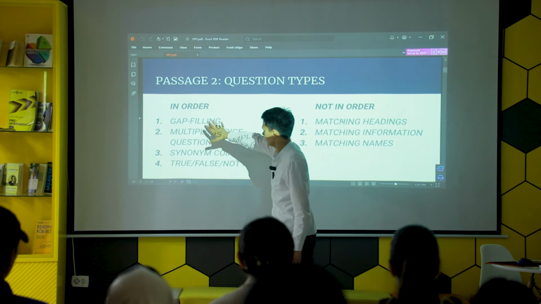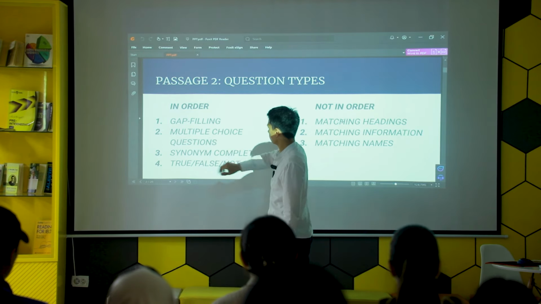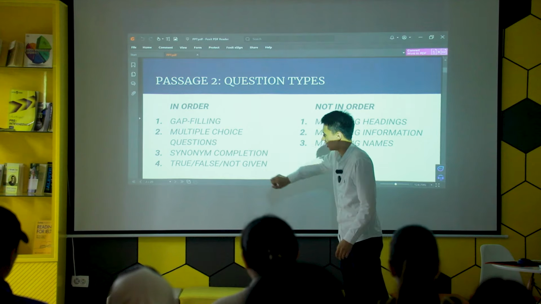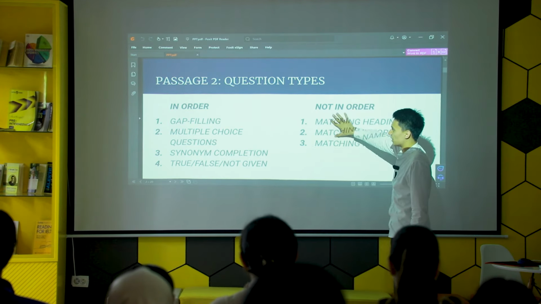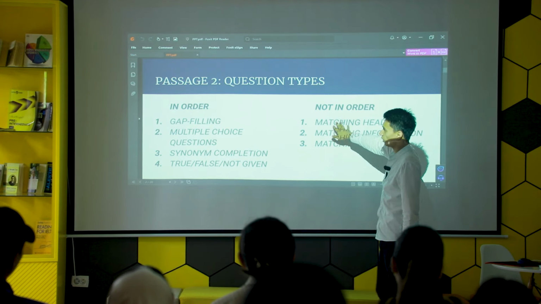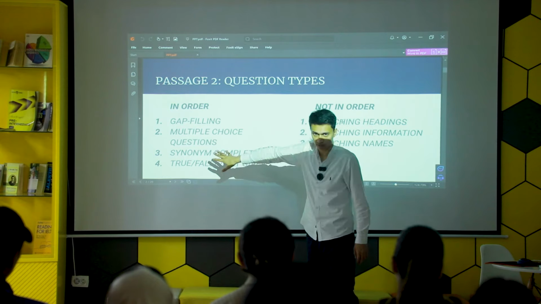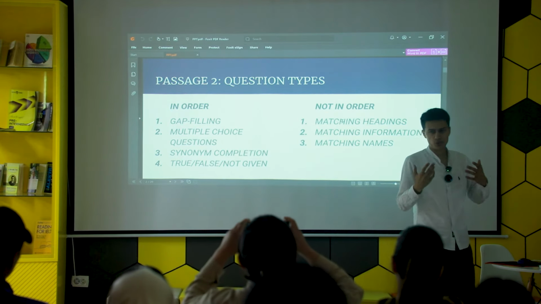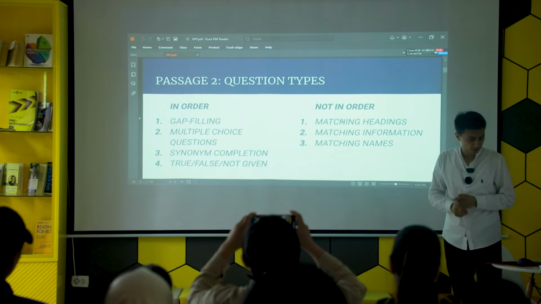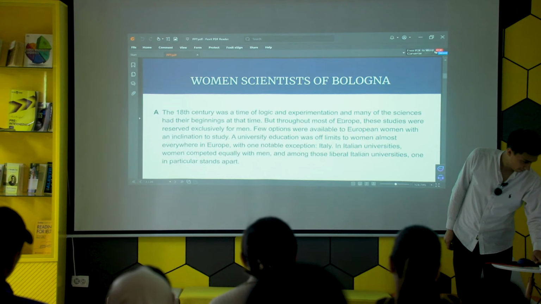So these questions: gap filling, multiple choice questions, synonym completion, true, false, not given, sometimes, not really often. And then we got all the matching questions, which do not come in order, but these do come in order, okay? So how do we do that? It's the problem, so let's talk about that.